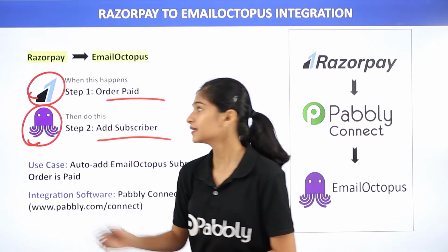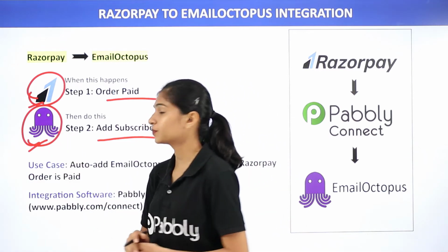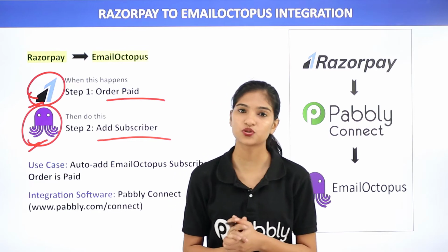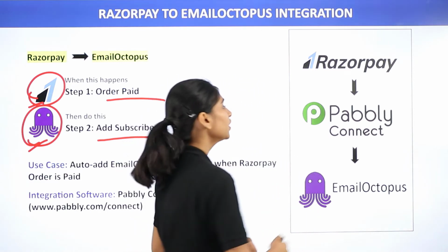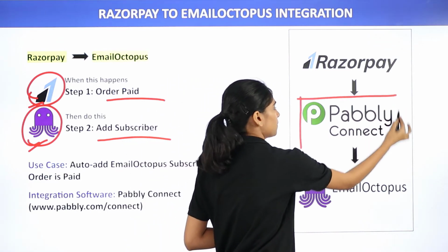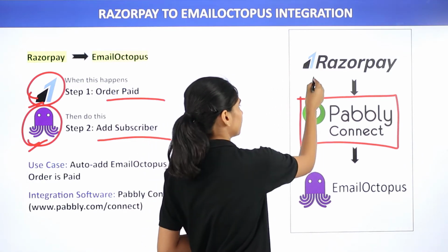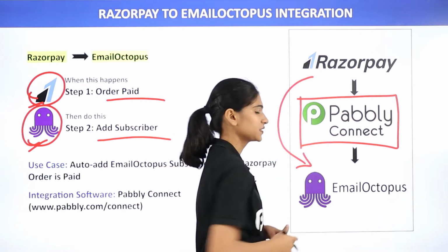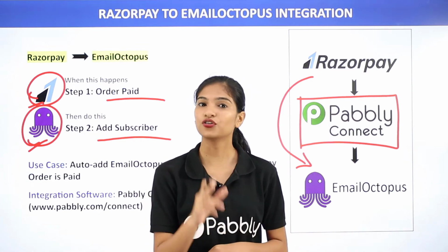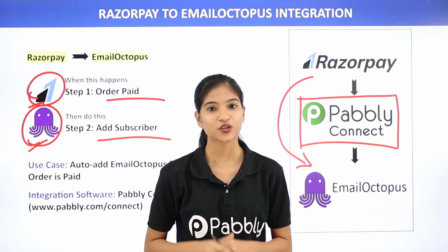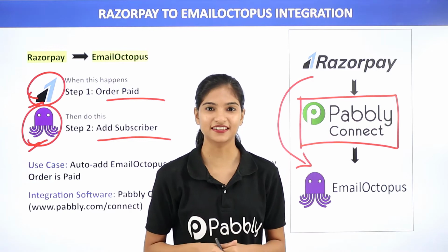The issue here is that Razorpay and Email Octopus don't have any integration between them, and that is why we are going to use Pabbly Connect. Pabbly Connect is an integration software which will help you to transfer data from Razorpay to Email Octopus. The best part here is you don't require any knowledge of coding. So let me show you this on my screen.